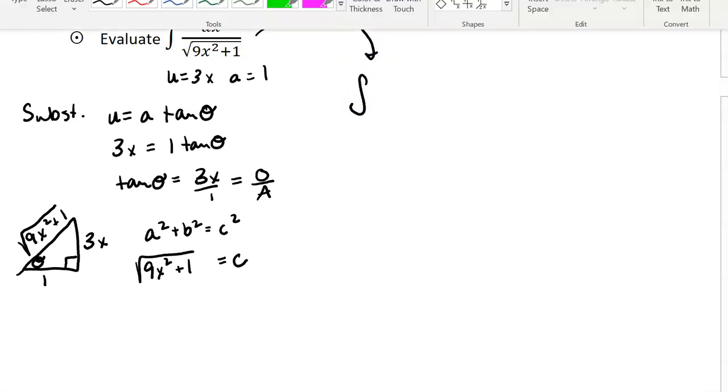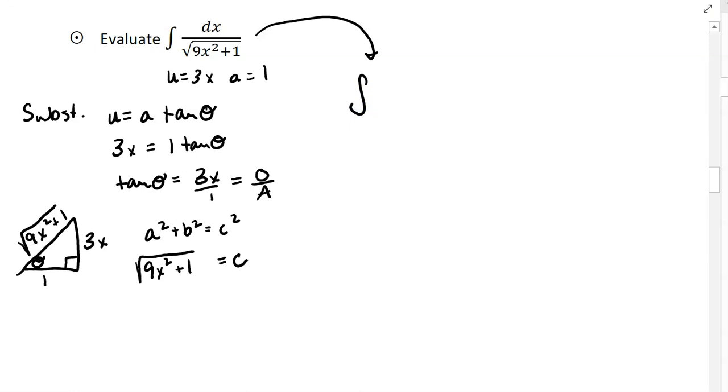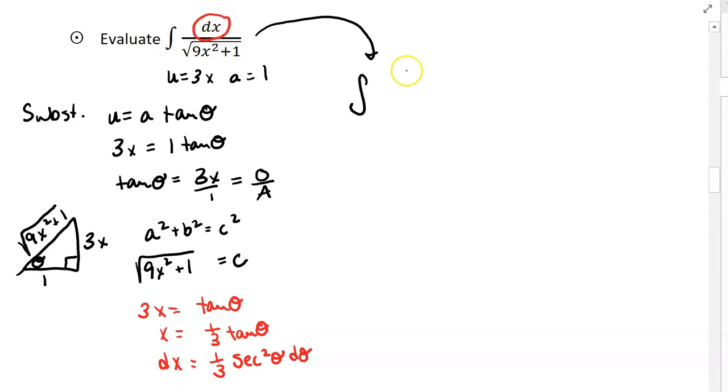So if I know that x, coming from here, I know that 3x equals tangent theta. That means x equals 1/3 tangent theta. And I'm going to take the derivative of that. The derivative of tangent of theta is secant squared of theta. So I get 1/3 secant squared of theta d theta. So dx is now going to become 1/3 secant squared of theta d theta.